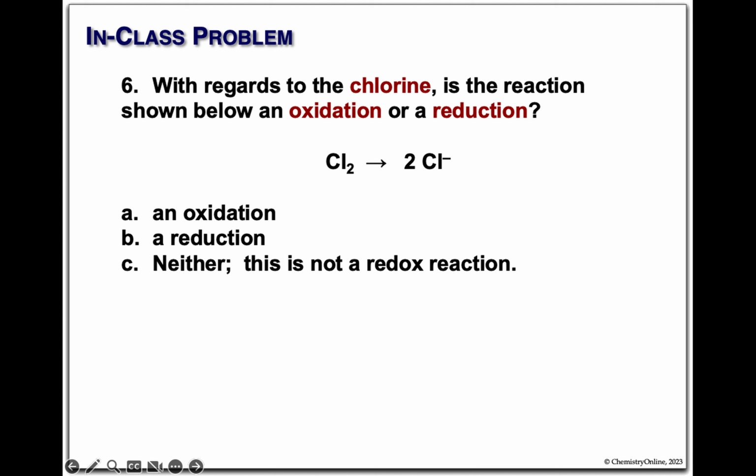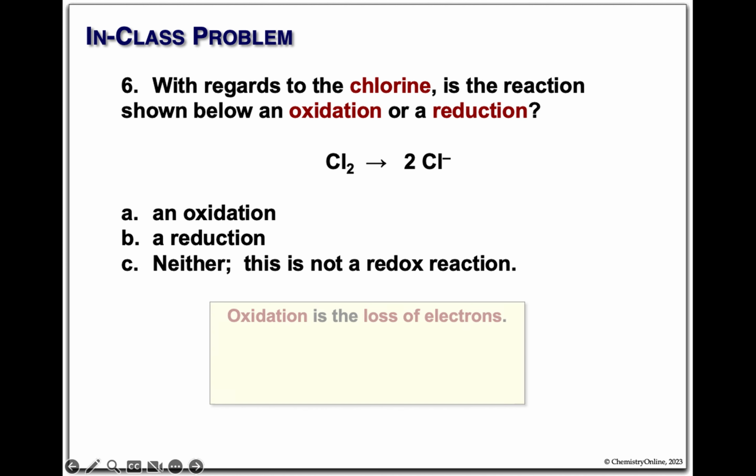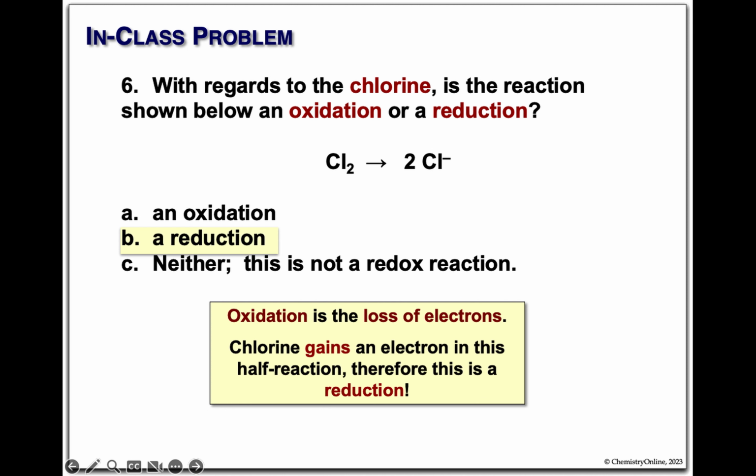What we remember, though, is that the definition of an oxidation is loss of electrons. So what you simply need to do is to look at this and say to yourself, has chlorine lost electrons or gained electrons? Since it's gone from 0 to -1, it has gained an electron. Not an oxidation, this is a reduction. Any questions?